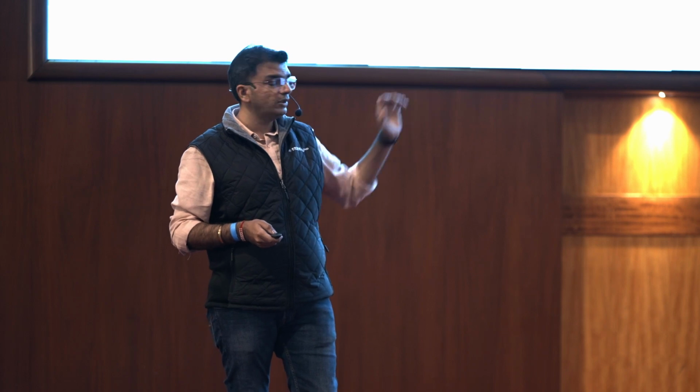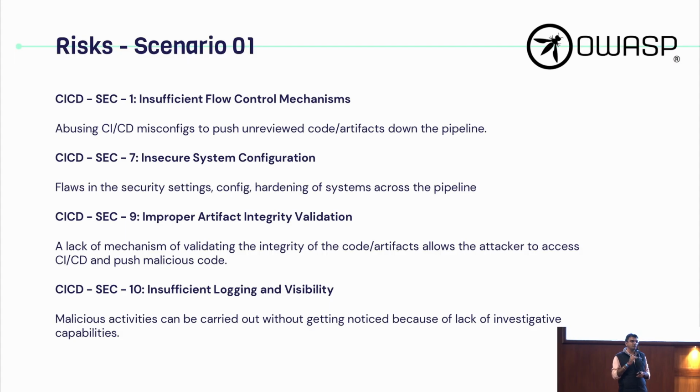And if you see, there are certain guidelines to that, okay? So this scenario, which is the GitHub, it actually breached or misconfigured 4 of these standards, okay? The first one was insufficient flow control mechanisms. So if you just recollect the GitHub scenario, what was happening over there? The CI/CD misconfiguration was a problem over there, correct?